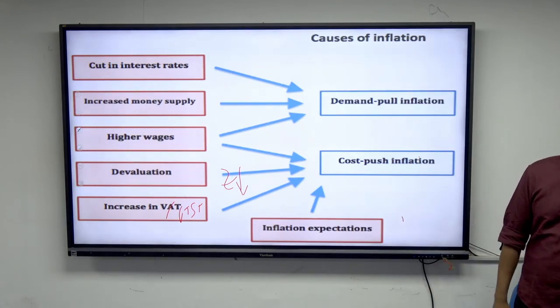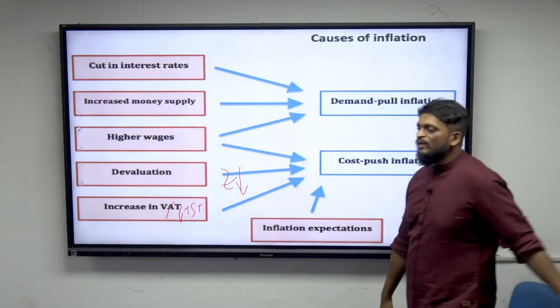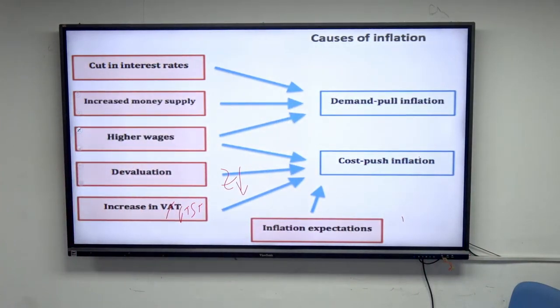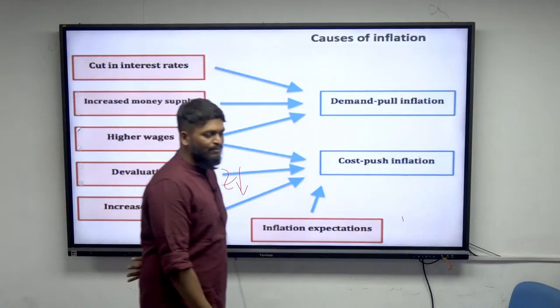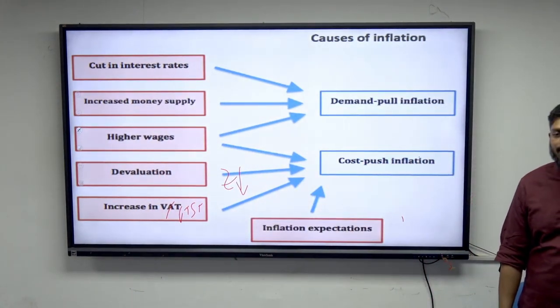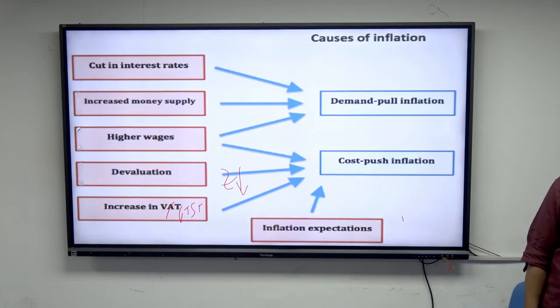Inflationary expectations. In the very first slide that we took in the first class, I told you economy is a social science, not a physical science. Social science means human behavior is involved. In physics, for example, it won't matter whether you believe in gravity or not. If you jump off the building, you will fall down. But in economy, it's not like this. If enough people believe something to be true, it will actually become true.